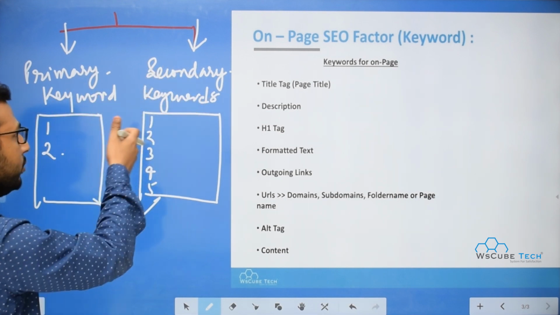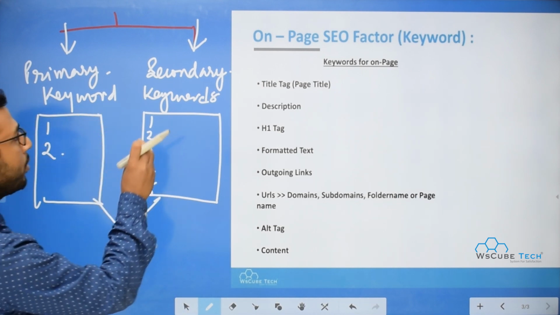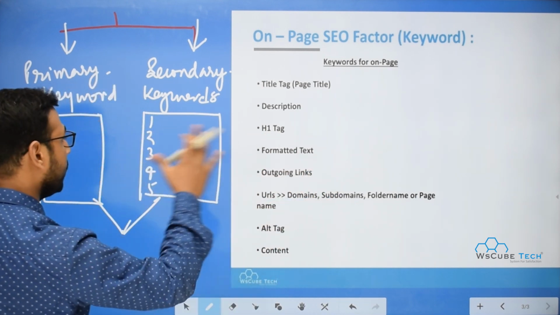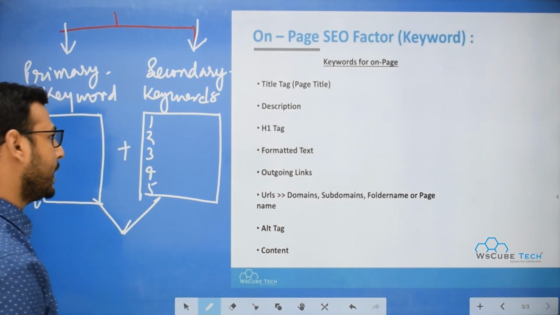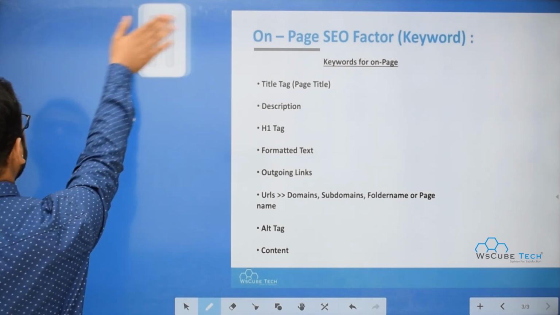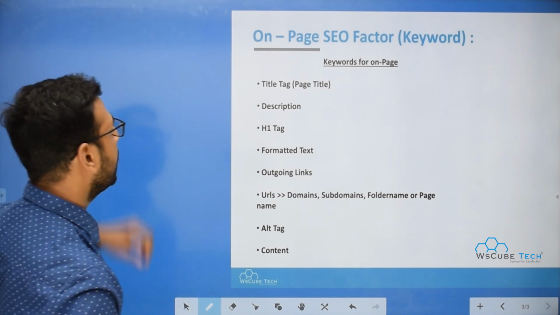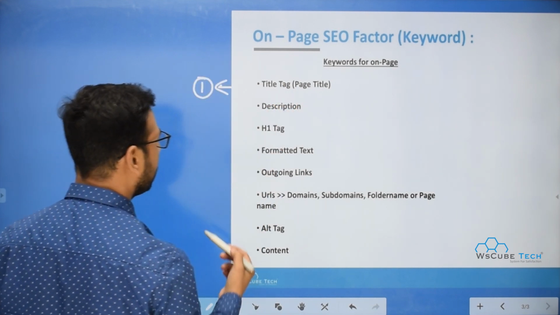Primary keywords are the important ones, secondary keywords are not that important, but definitely when you are using them on the different elements of your web page, you have to use a mix of these things, right? So this is clear. Now we are going to talk about different elements which are present on our website. The first element is the title tag or the page title.